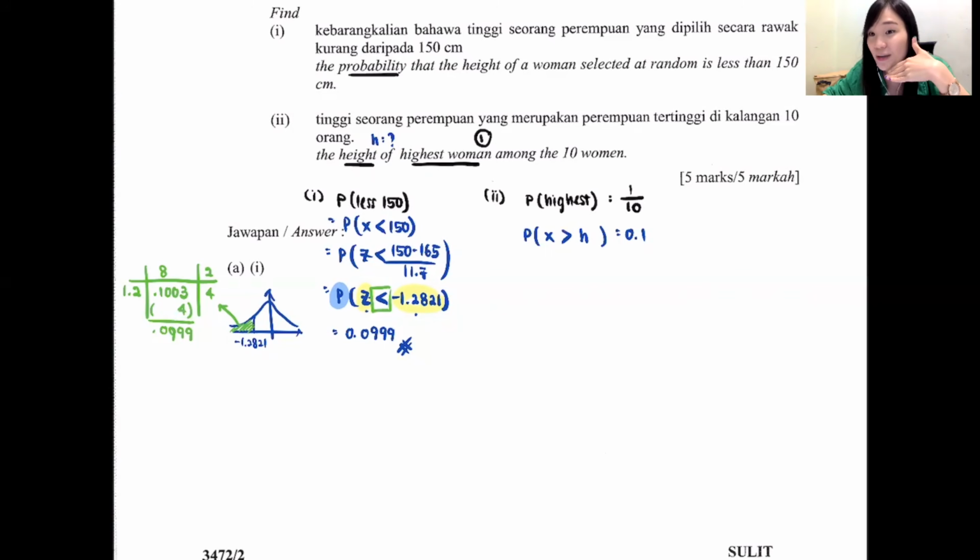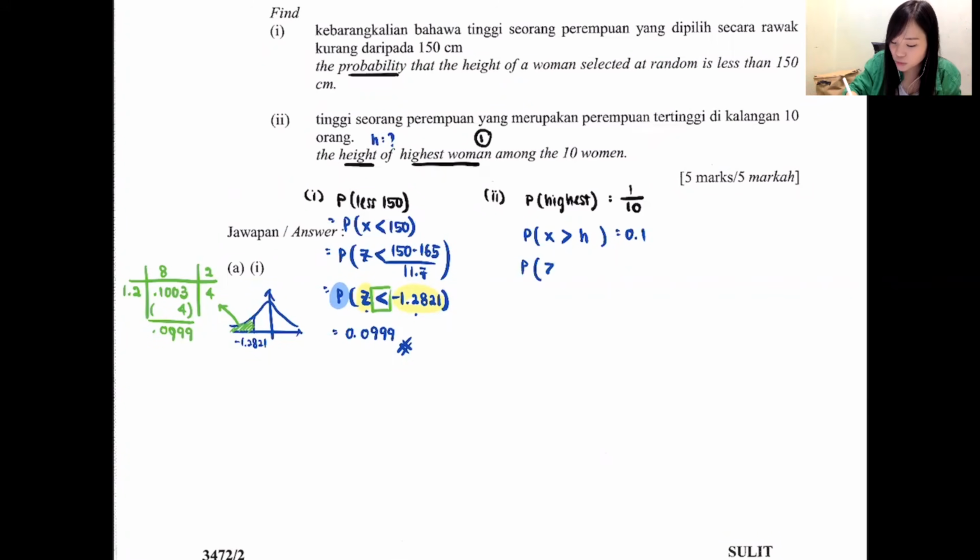But I think you understand whatever I try to say. You have 10 women there. And to be the highest one, you need to be number 1 out of the 10. Isn't it the probability will be 0.1? So for the 0.1, to be the highest one, you should be taller than some amount. So taller than what amount? I don't know. So that's why I need to find the H out. So how do I do it?